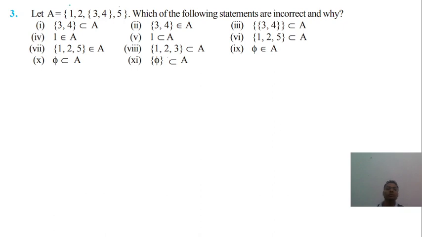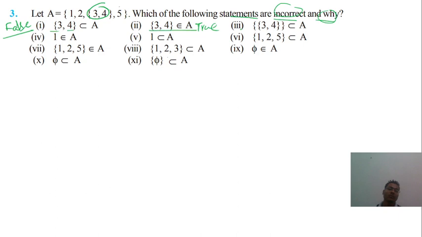Coming to question number 3, they are asking which statements are correct and which are incorrect, and why. Okay, so we will see. They are saying {3, 4} is a subset of A. No, {3, 4} is actually an element, not a subset, so we put a false sign here. Is {3, 4} belonging to A? That is true, because {3, 4} is an element and it is present in this set. Is {3, 4} a subset of A?